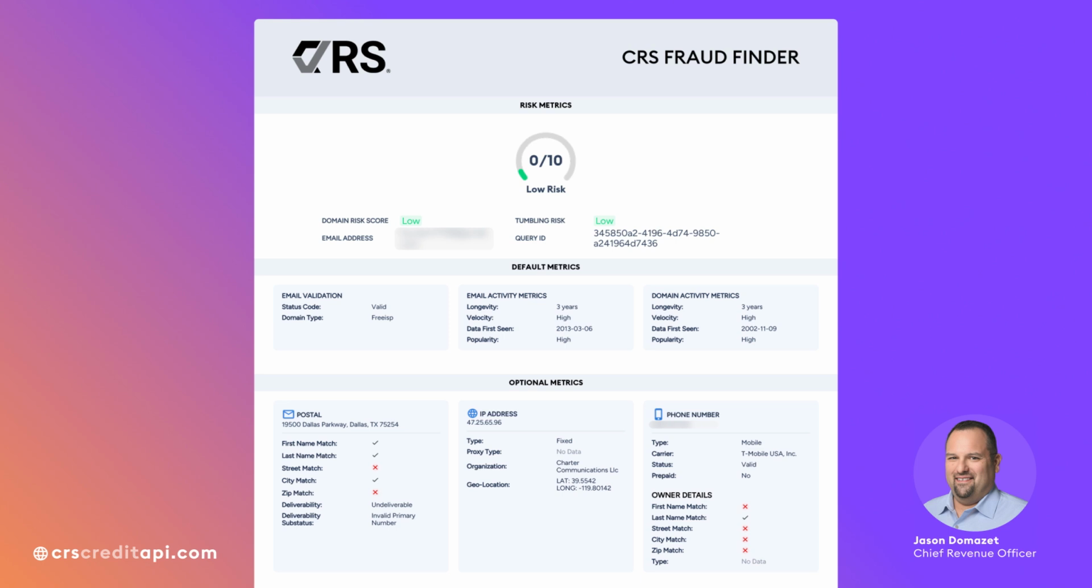As our customer, you'll be able to deem what risk threshold is acceptable for the products or services that you're offering, depending on how you wish to funnel that customer through your process.